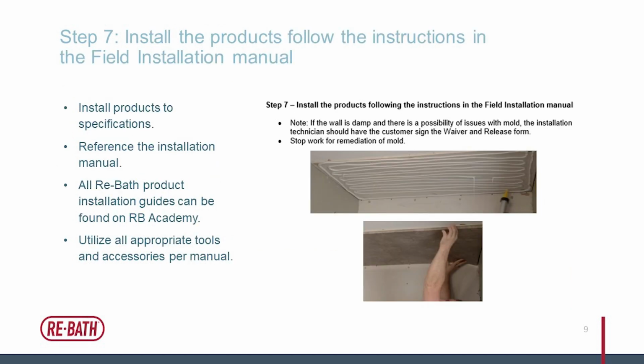Step 7 is the installation of the new products. You should always reference the manual before you install to ensure all appropriate installation steps are being performed. To access installation guides, log into your RB Academy account.